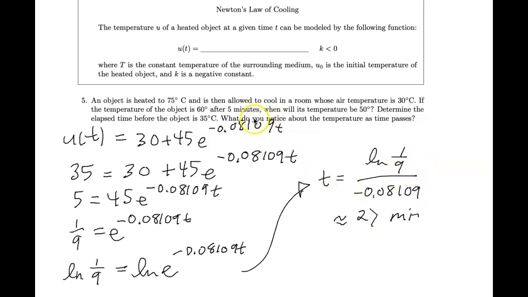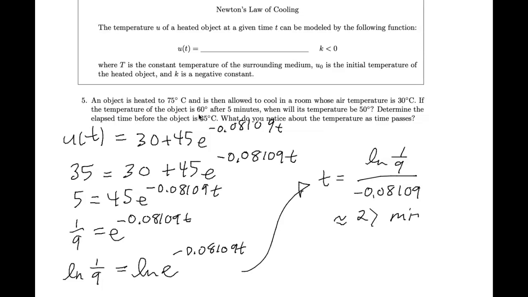The last question is, what do you notice about the temperature as time passes? Meaning, let's go back and just review what's happening. We have an object that's heated to 75 degrees and it's cooling in a room whose air temperature is 30 degrees. After 5 minutes, the temperature of this object is 60 degrees. After 10 minutes, we found that the temperature of the object is 50 degrees. And we just solved that when the temperature is 35 degrees, it took 27 minutes.